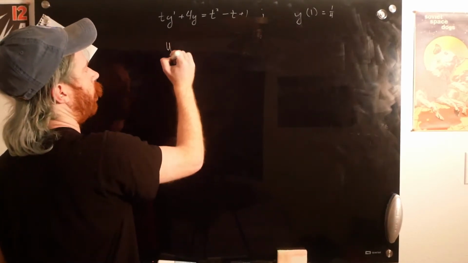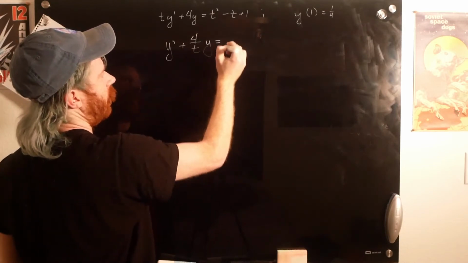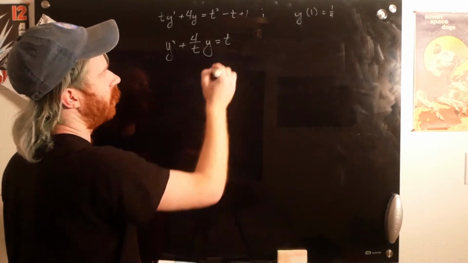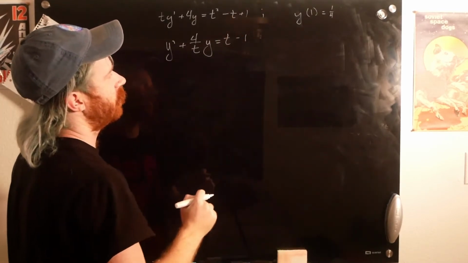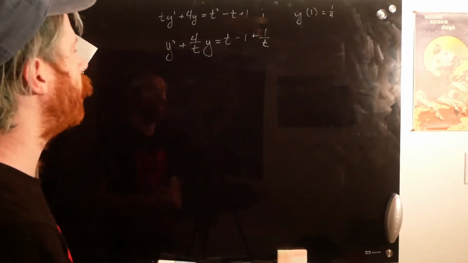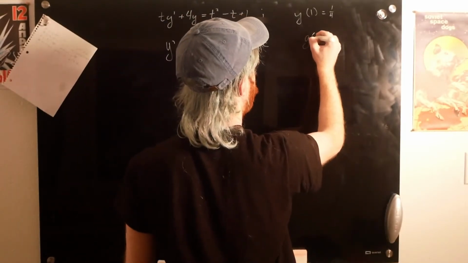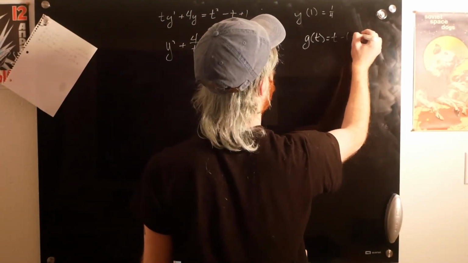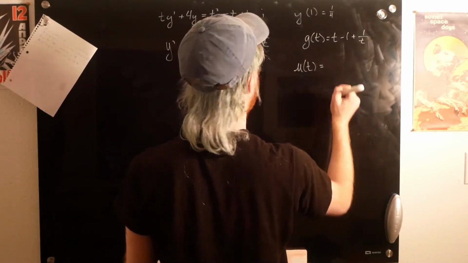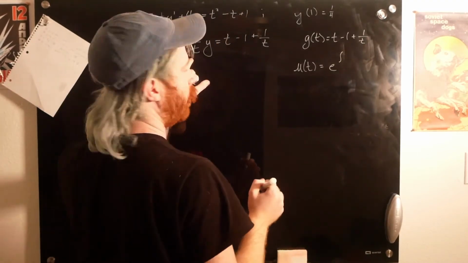So we'll be left with y prime plus 4 over t times y equals t squared divided by t is just t, minus 1, t over t is just 1, plus 1 over t. And now we can define mu of t and g of t. G of t is really easy to define. It's just t minus 1 plus 1 over t. Mu of t is a little trickier. It is e to the integral of p of t. Our p of t value right here is 4 over t.